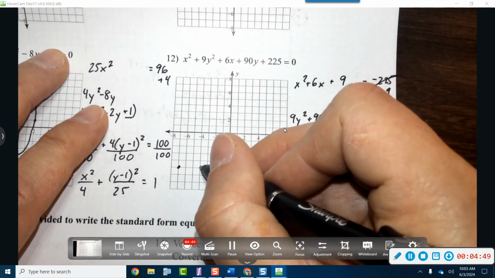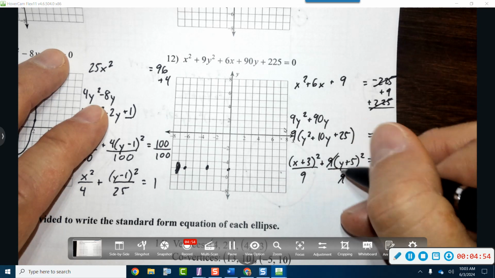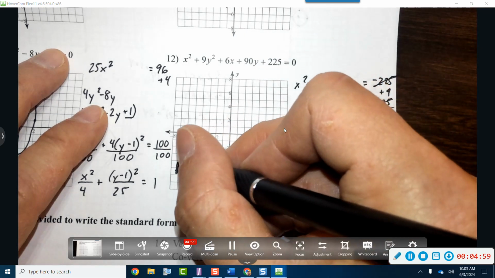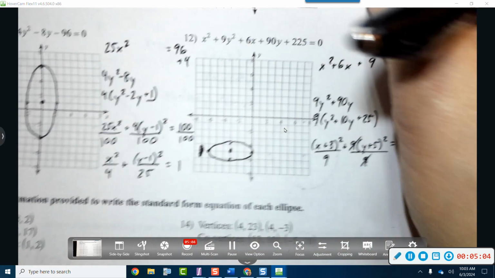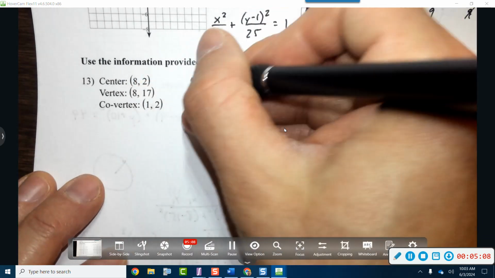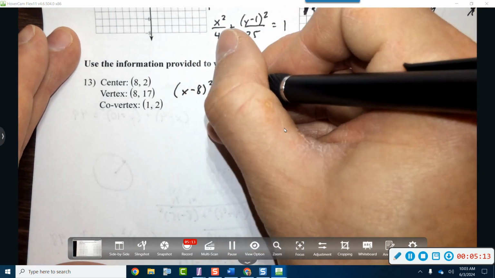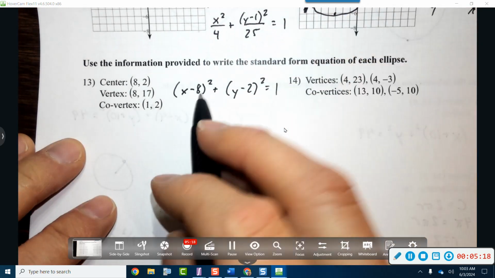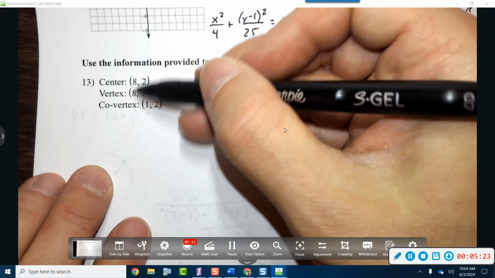1, 2, 3. 1, 2, 3. Oops. And then we're going to go up 1 because this guy canceled out to 1. So he's going to look kind of similar to number 10. All right, so now with this, here we've got a center of x minus 8 squared plus y minus 2 squared. But we know it equals 1, but we don't know what's underneath. We need the a and the b. Now that's where these guys come in.